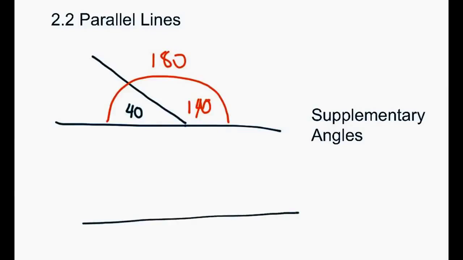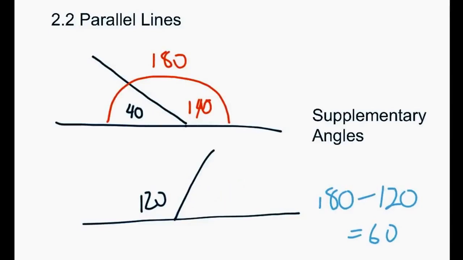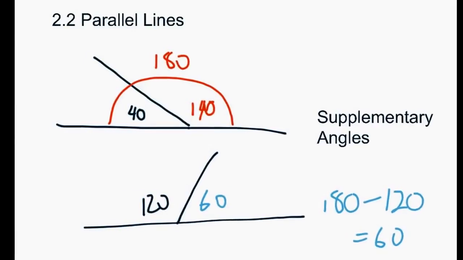So if I gave you a different situation like that, and we knew this angle was 120 degrees, then using the 180 rule, we'd have 180 minus 120. We know that that angle would be 60 degrees. Okay, so that one's pretty basic, and we've done this before, so we're just reviewing that the 180 rule would give you those two angles adding up to 180.